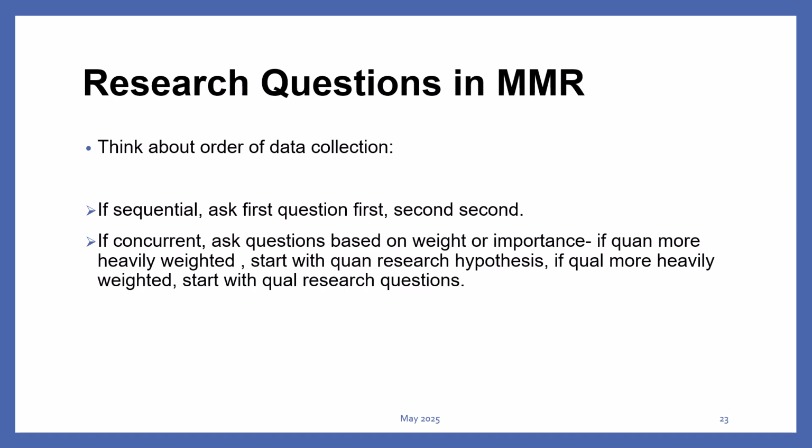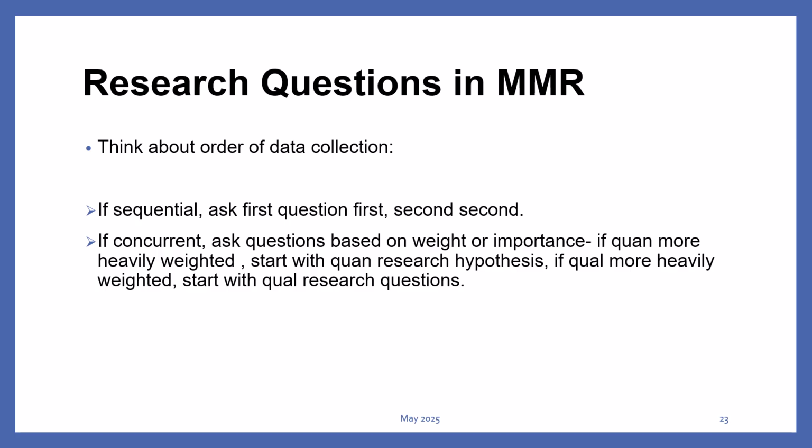You need to think about the order of data collection. As we mentioned, in mixed method research design, we have sequential and concurrent. So if sequential, ask the first question first, the second question second. So ask the first question, whether it's qualitative first, and the second question if it's quantitative, second.